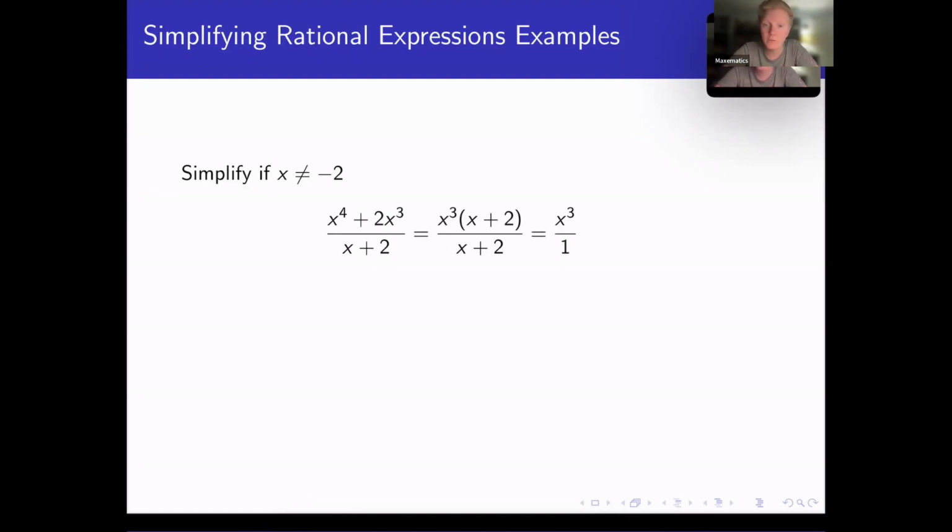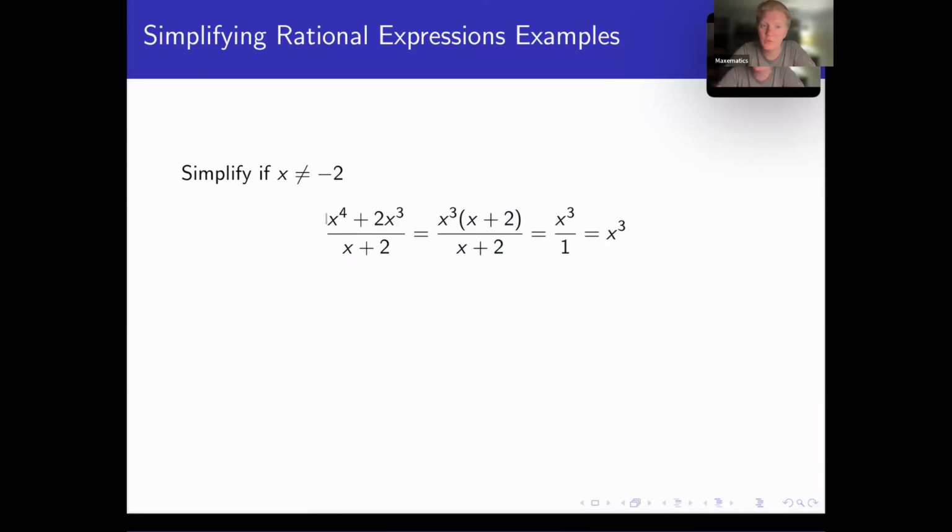And one thing I want to note is that we can only cancel out factors. Factors are things that are being multiplied together. So this is x cubed times x plus 2. X plus 2 is a factor itself. X plus 2 in the denominator is a factor itself. So we're canceling the entire factor, right? If these were just numbers, we can't cancel things out that are being added or subtracted, but we can cancel out these multiplied and divided terms. That's very important. Okay, then, x cubed over 1, just x cubed.